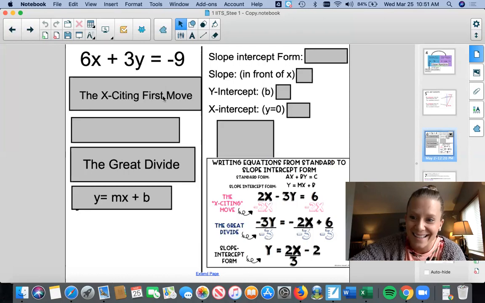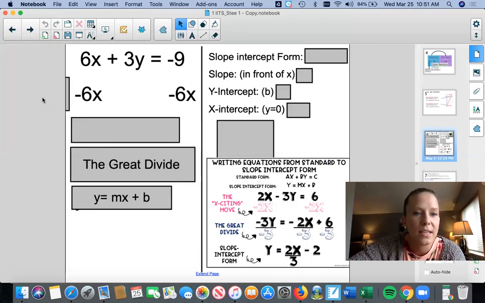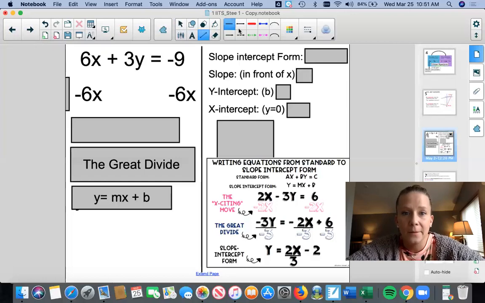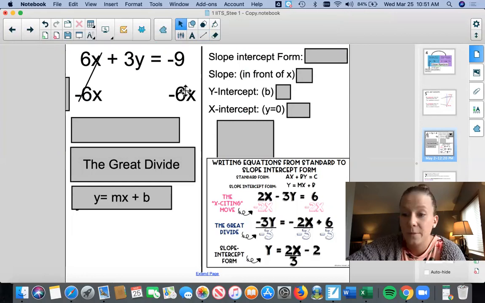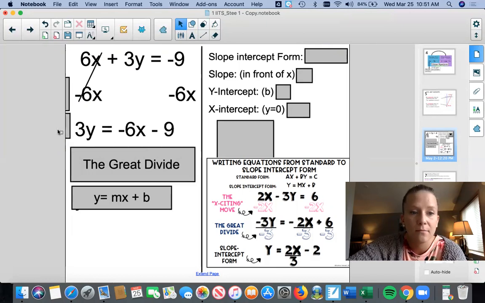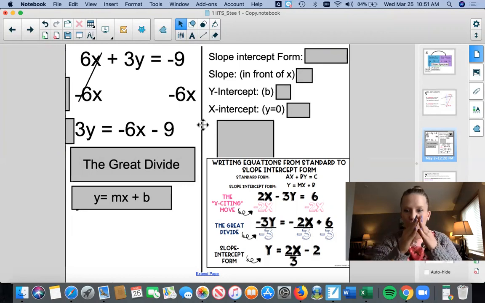Okay, so if I slide this over, you'll see here that I've subtracted 6x from the left side, causing it to cancel out. And I have subtracted from the right side as well. Then here, all I'm doing is simplifying. I'm left with just 3y on the left equals, now I have a -6x, and then I brought down the -9. Step 2 is the great divide.